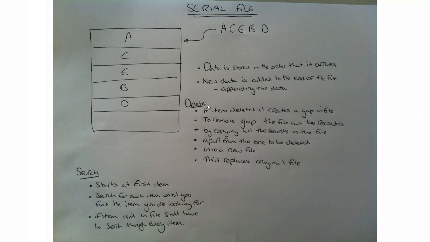If we are going to delete an item, then that would create a gap in the file. Say we want to delete E, we'd have a gap in this file, and that would cause us unnecessary gaps. So another way to remove the gap is to recreate the file. If we want to delete a record, we'll copy all the records into a new file, apart from the one that's being deleted, the E. As they're going into a new serial file, they would go in the same order that they're entered, and because we're not copying this one in, there wouldn't be a gap. Therefore the new file would replace the original file, without the value of E in.